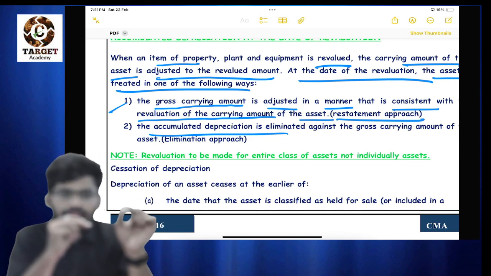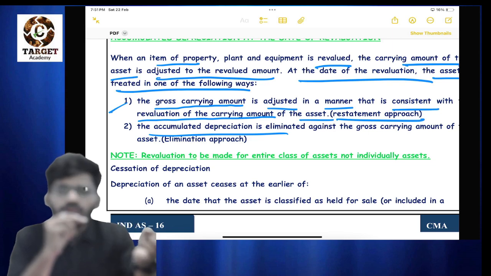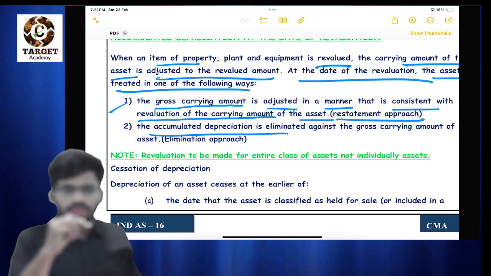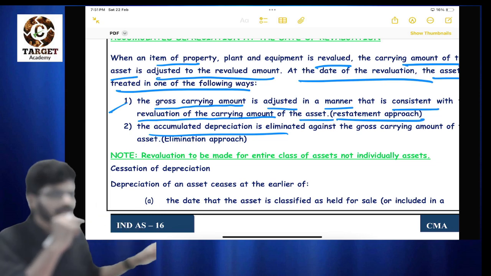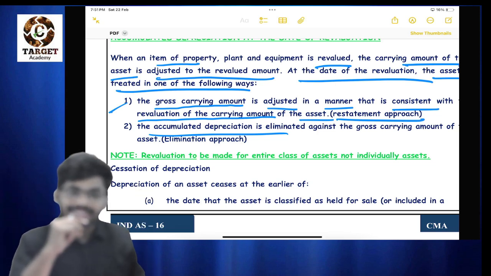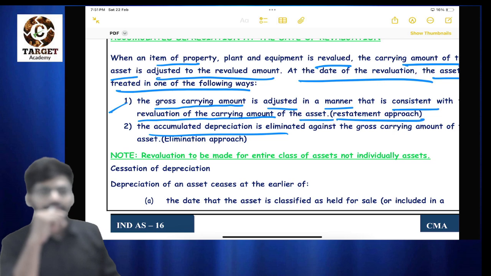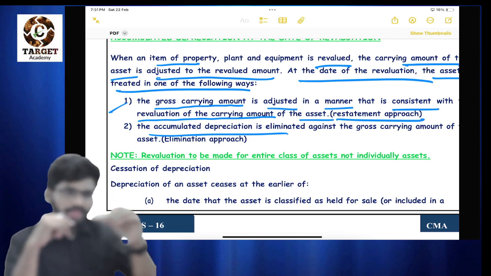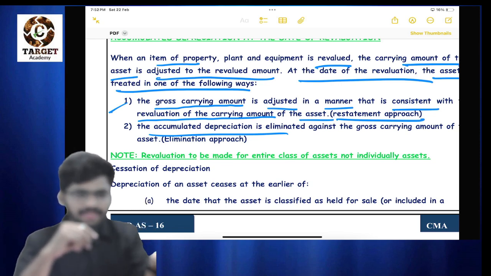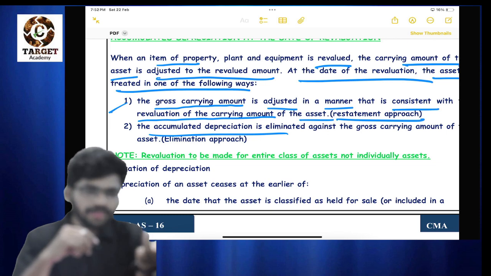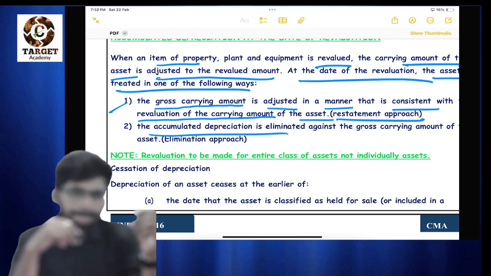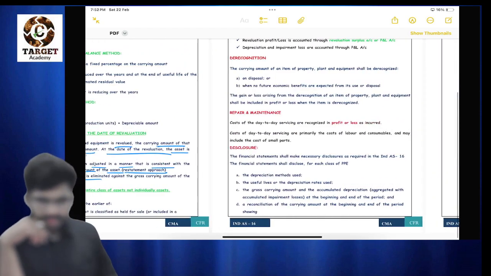If you want to revalue, it should be applicable to entire class of asset, not for individual assets. Class of assets means nothing but, I think you will learn in DT, buildings. It includes different types of buildings: residential building, office building, whatever may be. Okay? Question?